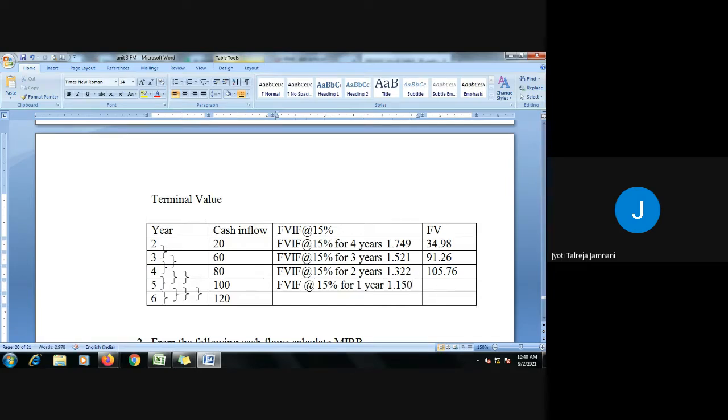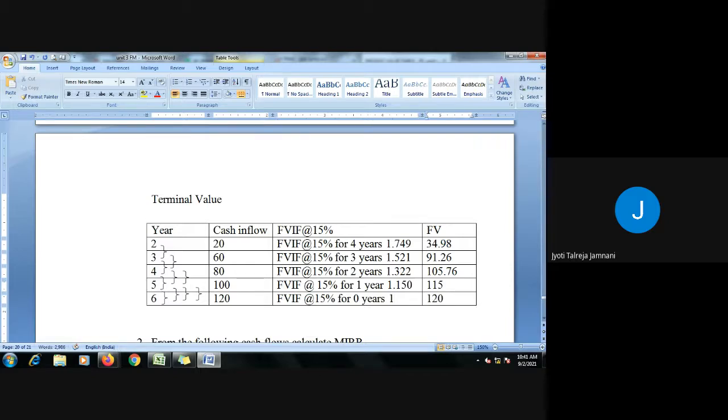Multiply 100 into 1.150, you will get 150. The last one, future value interest factor at 15% for 0 years now. Why 0 years? Because there is nothing left. We are already in the 6th year. We need not go from 6 to 7. So we are already in the future. That is the end of the 6th year. So 0 years. So 15% at 0 years is equal to 1. Anything at 0 years will be equal to 1.